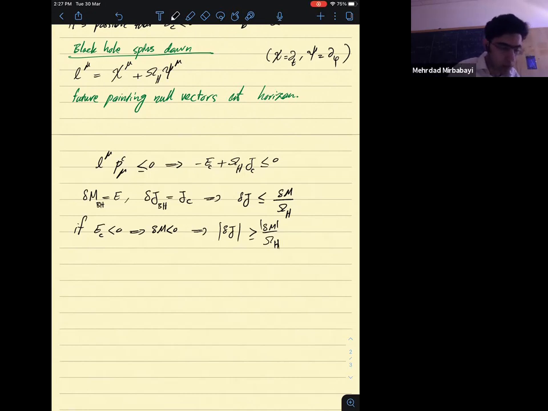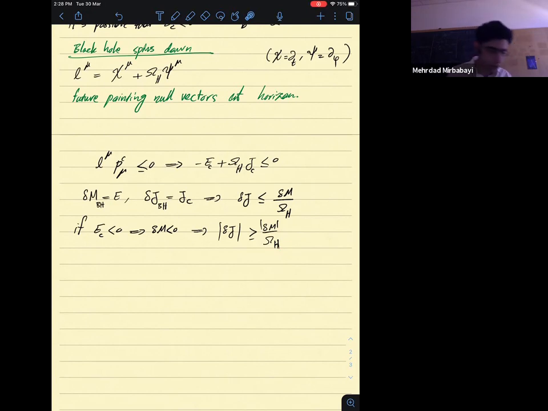Or in other words, we wouldn't be able to extract energy if the rotational velocity was 0. If omega h was 0, delta M would have to be 0, so we wouldn't be able to extract any energy. Of course, this is the natural expectation because we don't have any ergosphere in that case. We had an ergosphere because we were talking about a rotating black hole.